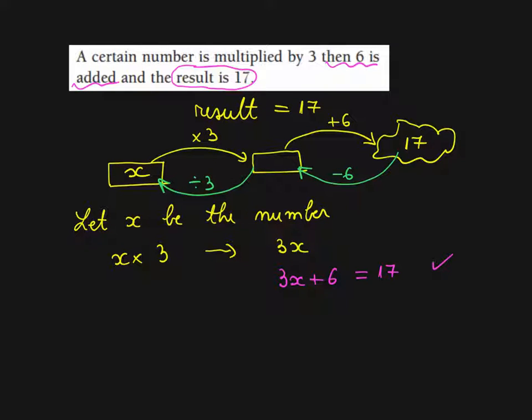So I take 6 from both sides, and I get 3x equals 11, and then I divide by 3 both sides, and my number is 11 over 3.